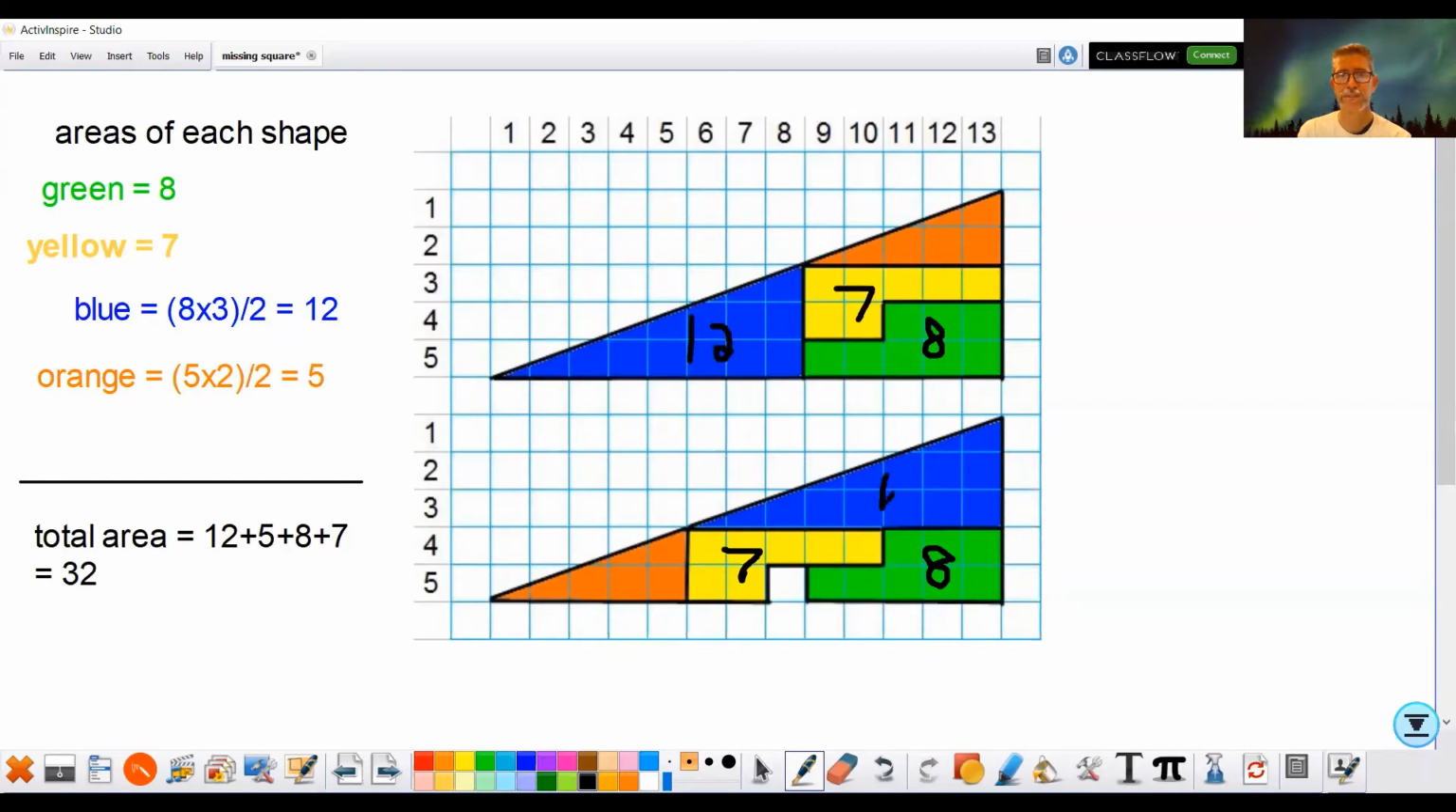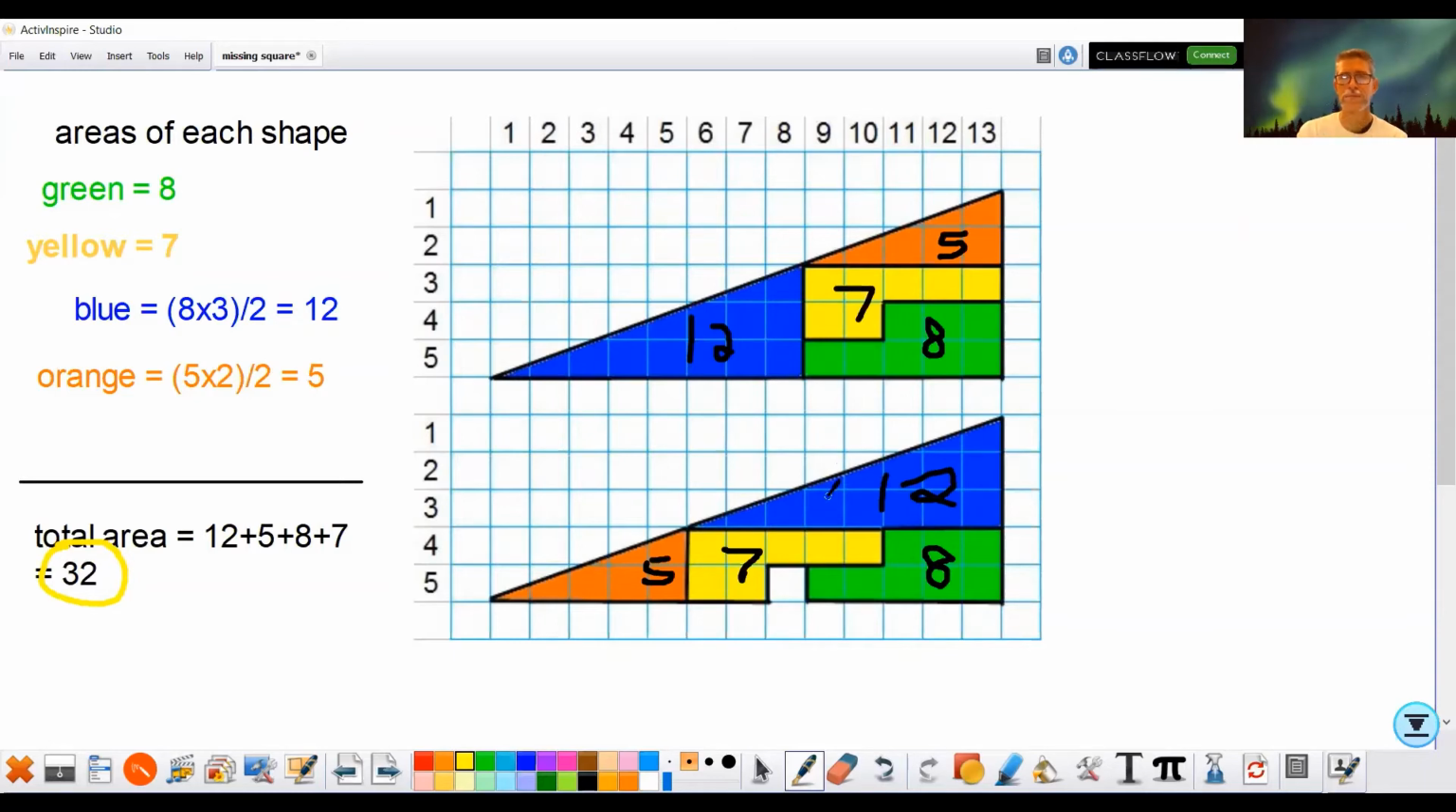And of course, here it is again. Likewise, we do the orange one. It's 5 by 2, which is 10, but cut in half, this has an area of 5. So same four pieces. I decided to add up all the areas: 8, 7, 12, and 5. A little different order there, but I get this total area, 32.